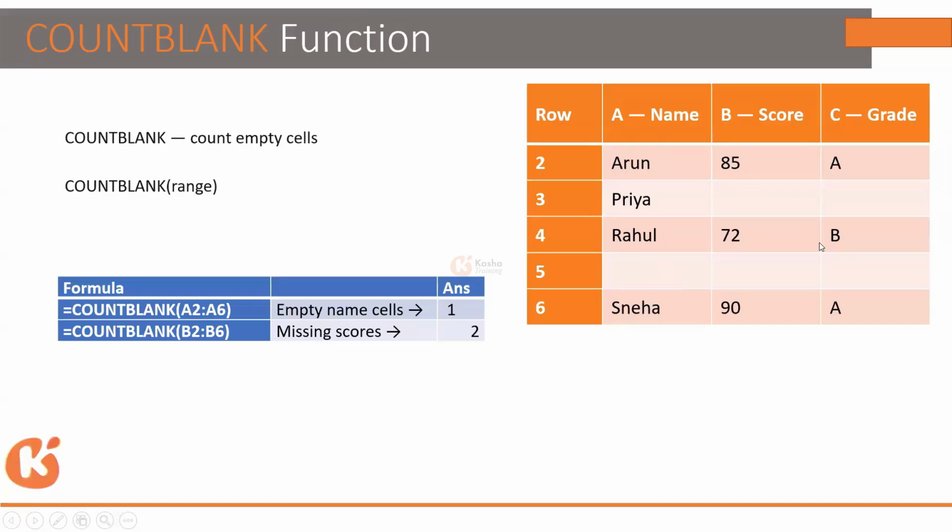So this is a name, this is a score, and this is a grade. So we want to find out how many empty cells. Now, obviously, there is only one. So you can see COUNTBLANK A2 to A7, which is giving you the one result here.